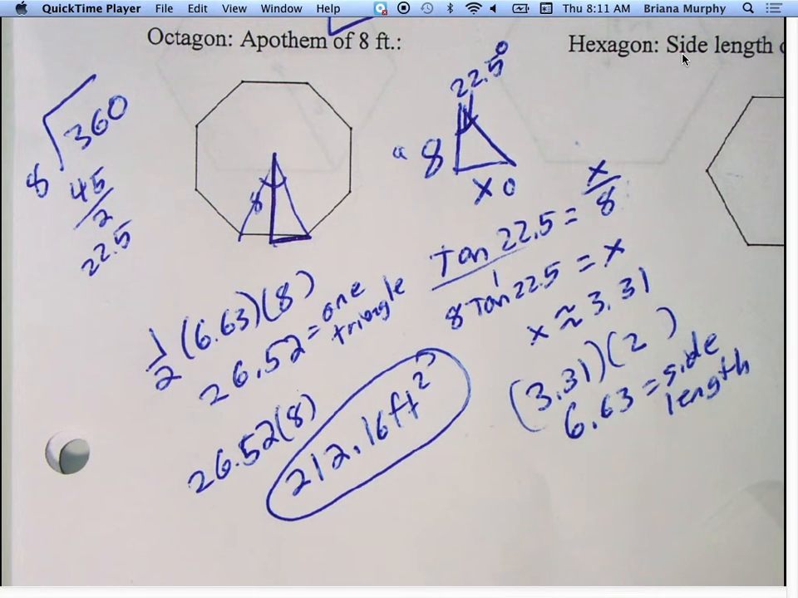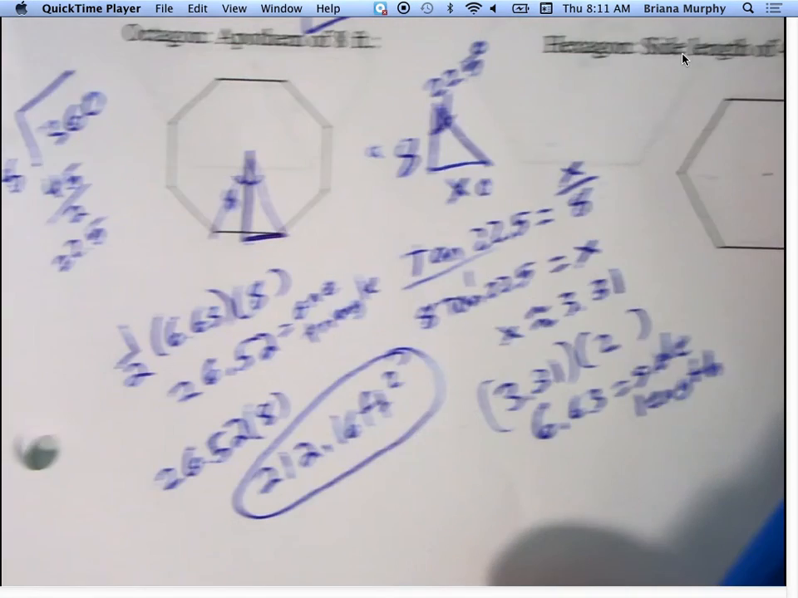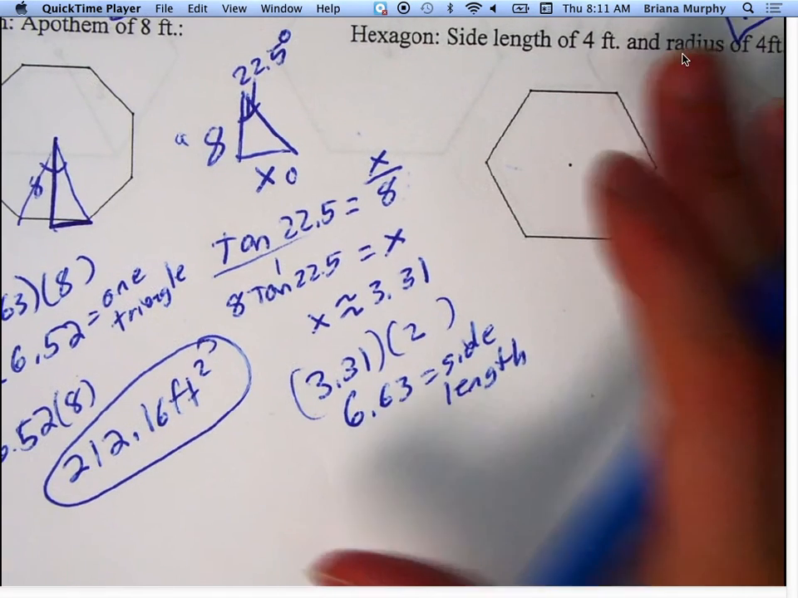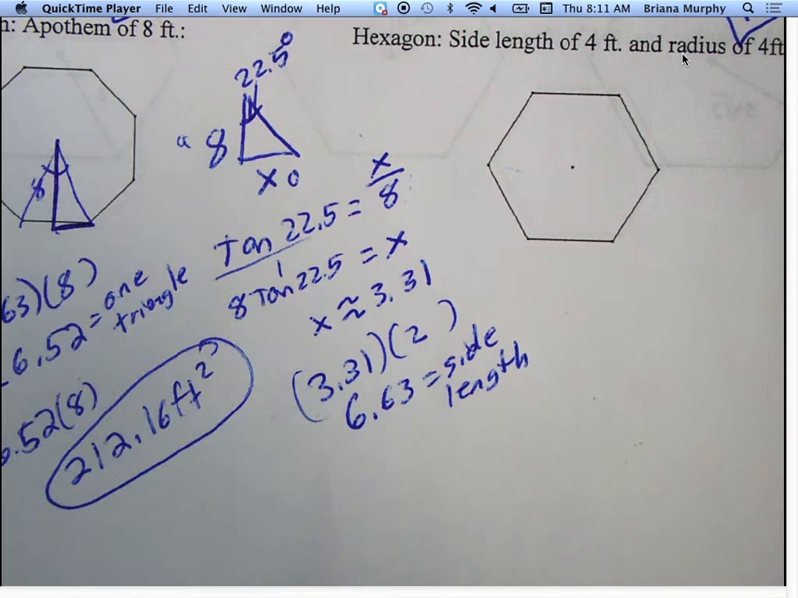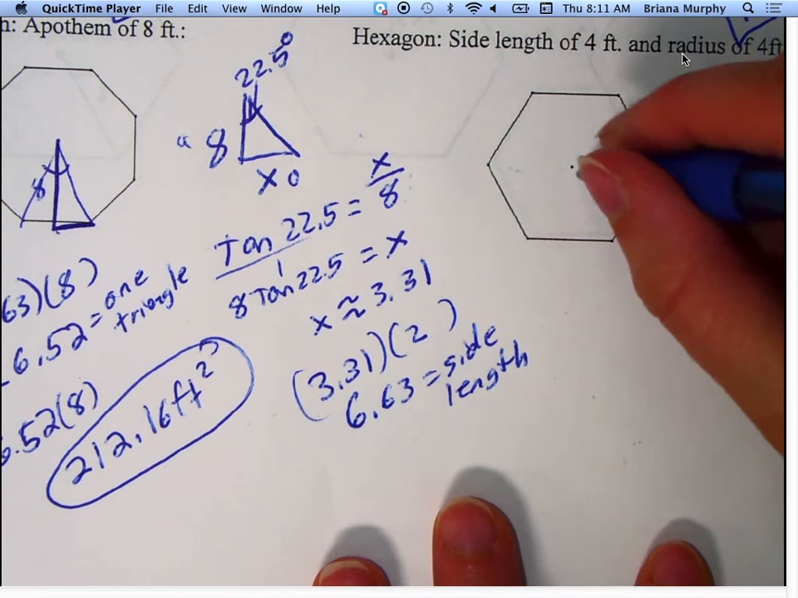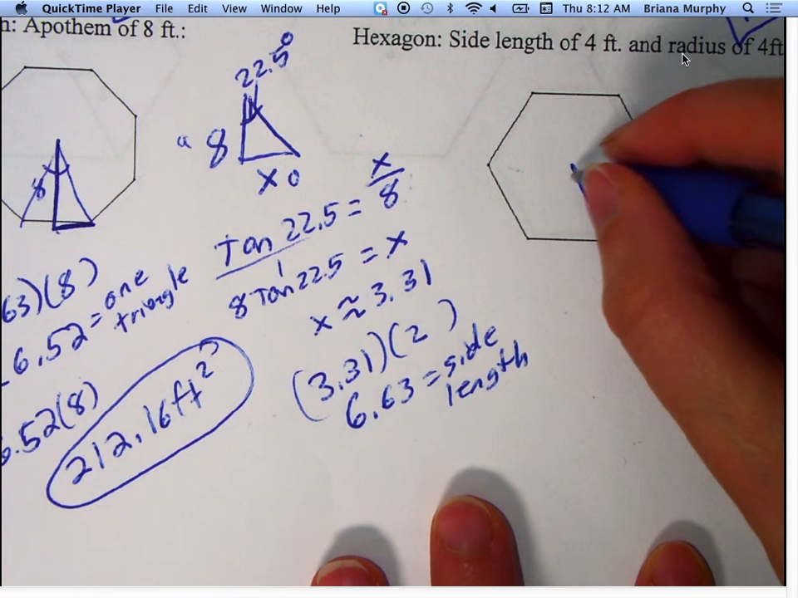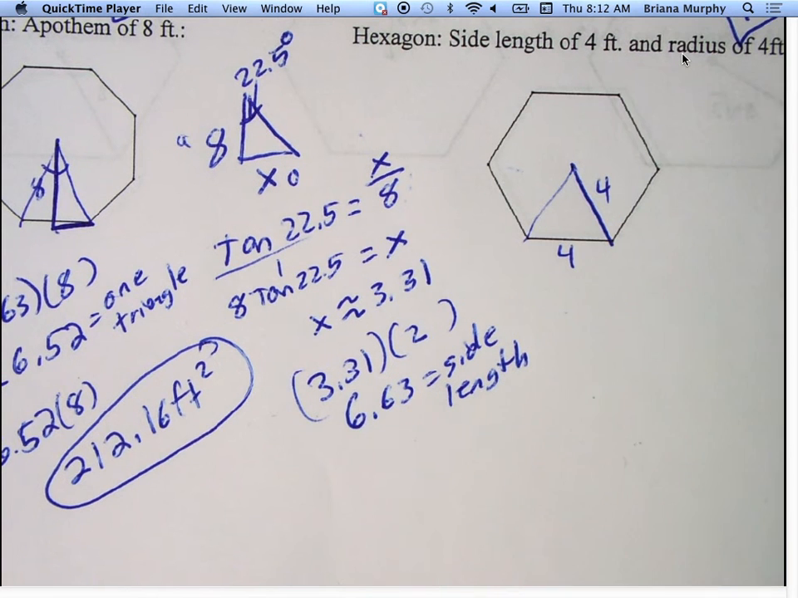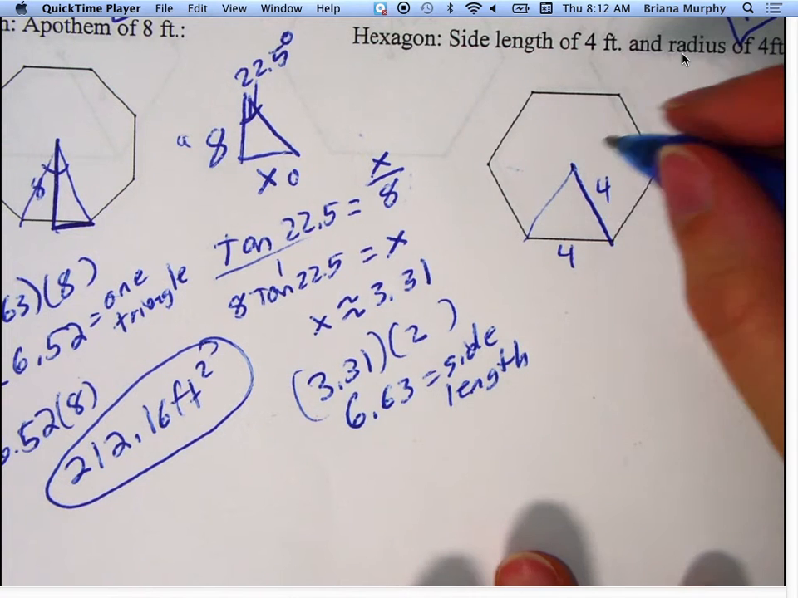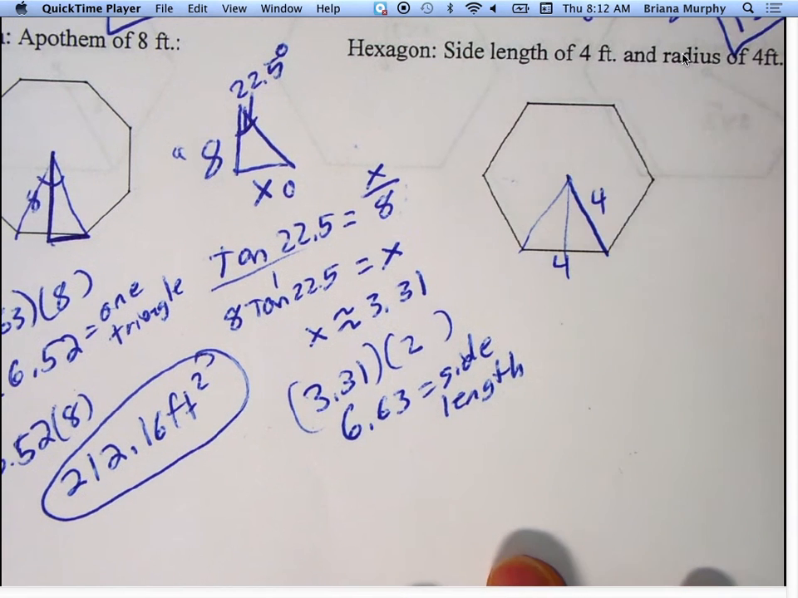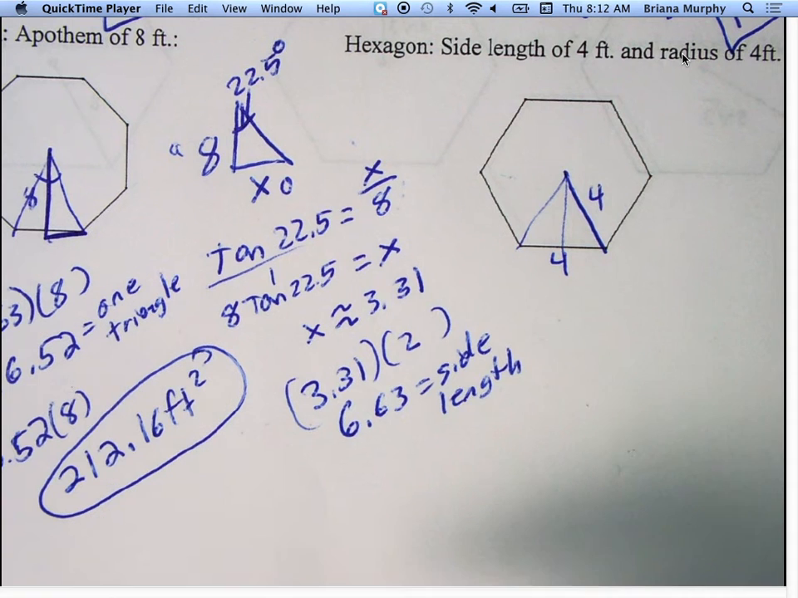So we're going to look at the last one. I'm going to move it over. We've got a hexagon with a side length of 4 and a radius of 4. So we know this is 4. We know the bottom is 4. What we don't know is the apothem, the height of the triangle. Okay? So the first thing we do is set up our right triangle.